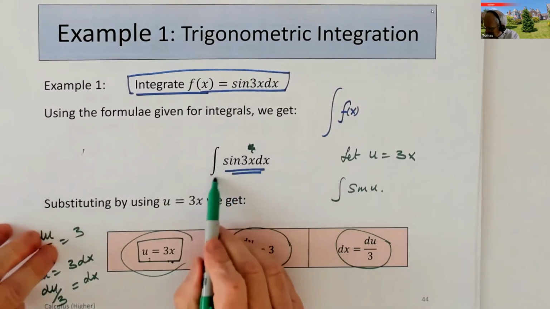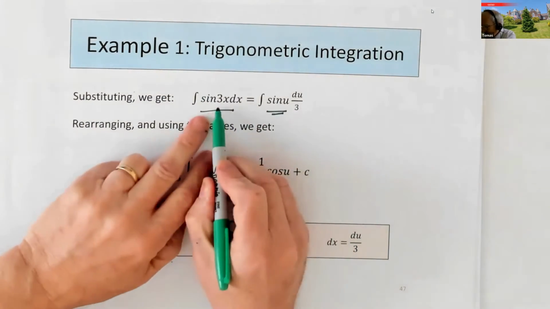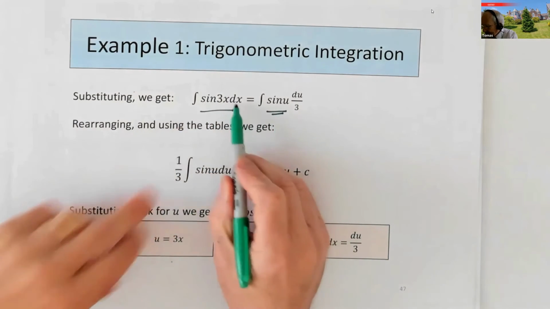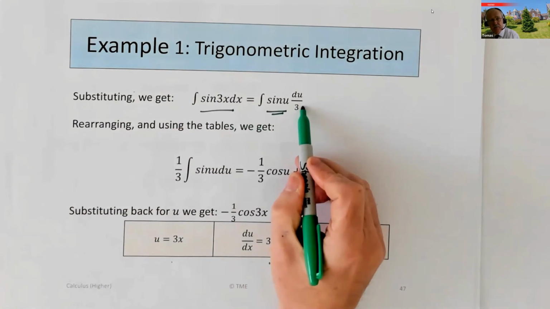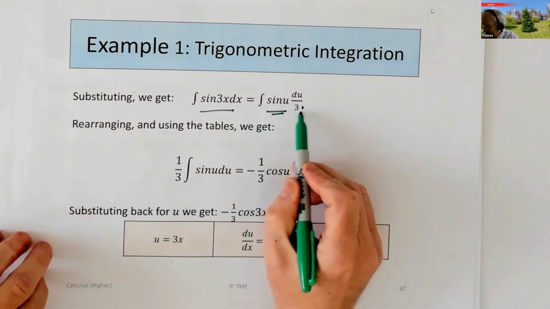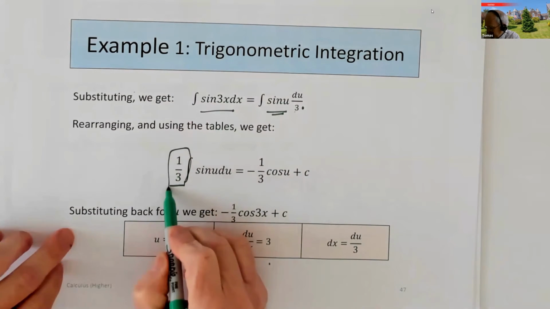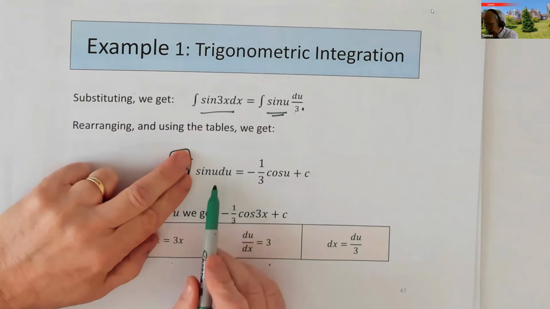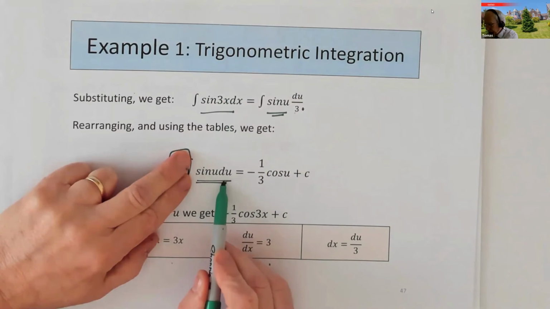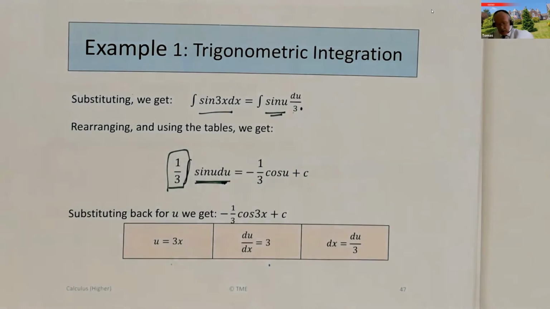So I'm going to integrate that. So sine 3x dx becomes sine u for the 3x, but the dx becomes du over 3. And 3 is just a number. It's like it's a third, so it doesn't matter whether it's on one side or the other. I can take it out. So it's a third, sine u du. Sine u du is nice in that I think, yes, I have one of those. I can integrate that.